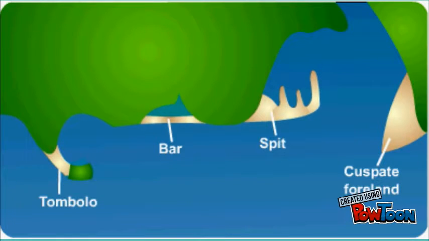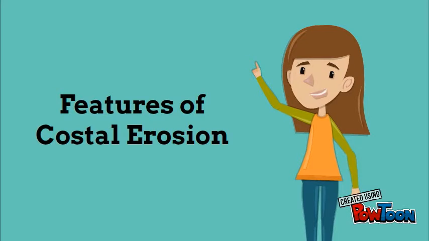A bar forms when a spit extends across a bay, cutting it off from the ocean. The water behind the spit is known as a lagoon, and it is comprised of salt water. An example of a bar in Ireland is Lough Hyne down in Skibbereen. So now let's take a look back at what we have learned about coastal erosion.